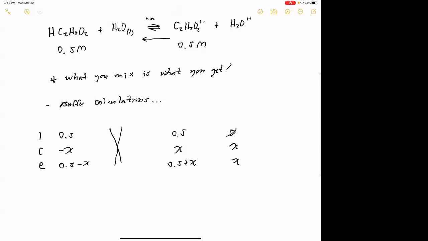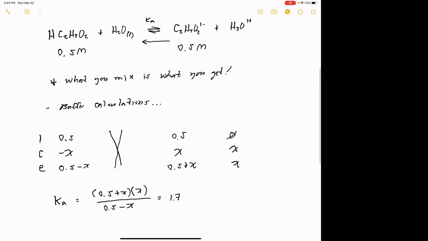Okay, plug it all back into the law of mass action, right? So that's products over reactants. So that's going to be what? 0.5 plus X times X over 0.5 minus X. And all that's equal to, what is it, 1.78? Somewhere like that, times 10 to the minus fifth. I think that's right. As long as you see it as 1.8 times 10 to the minus fifth, I think that's right for acetic acid.